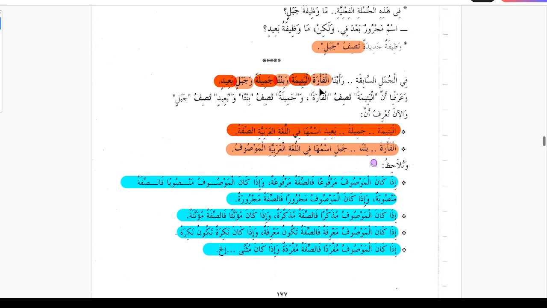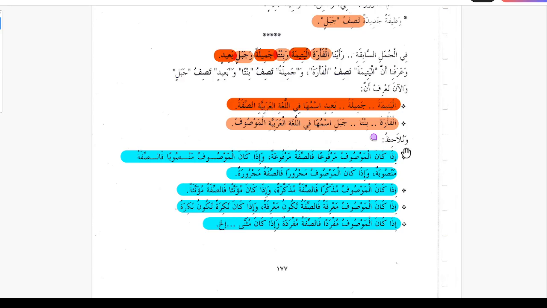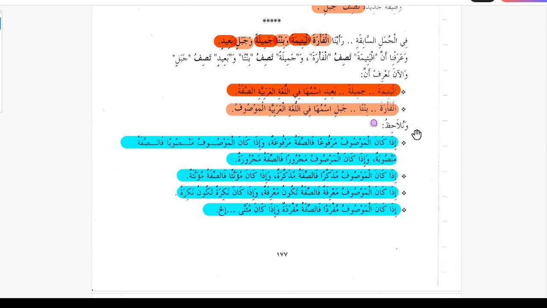Al-Fara, Bintan and Jabalin, these three, they are ism fi lugat al-Arabiyya, in the Arabic language they are called mawsuf. Wa nulahizu, and we notice: iza kanal mawsufu marfuun fasifa marfuun. We have seen that when the mawsuf was marfu, sifa is marfu, and when kanal mawsufu mansuban, sifa is mansub, and when kanal mawsufu majrurun, sifa is majrur. So whether the mawsuf is marfu, mansub or majrur, the sifa is going to have the same i'rab.